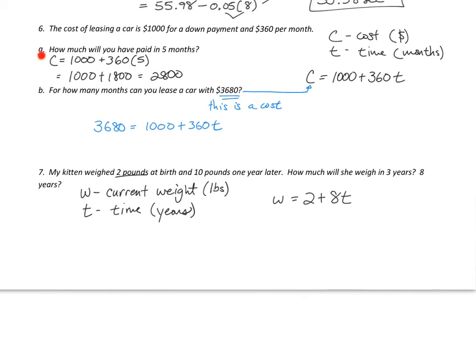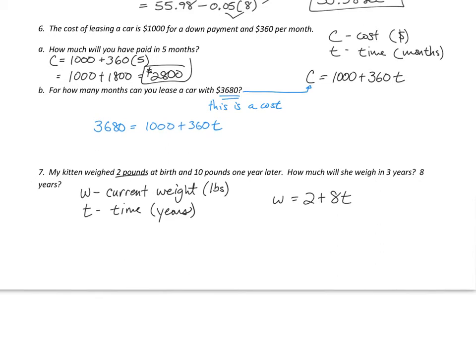Now, part A is asking, how much will you have paid in 5 months? So we know this is a time that we're given, and we can substitute 5 in for the t. We can multiply 360 times 5 and get 1,800. From there, we can add 1,000 and 1,800 to get 2,800, and I should be a little more specific about this. These are $2,800.